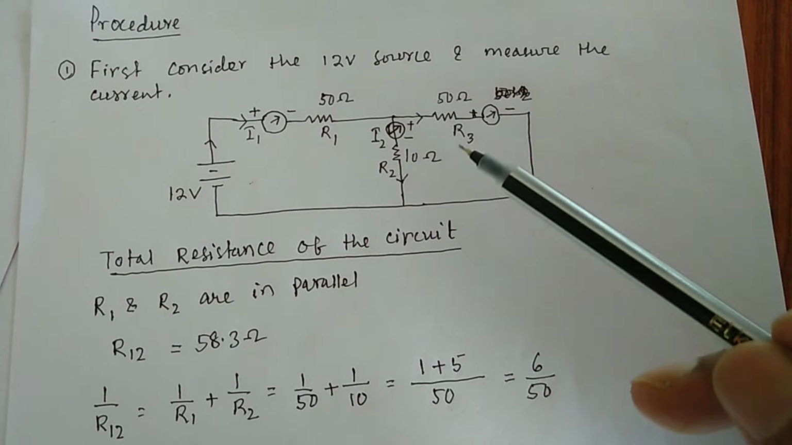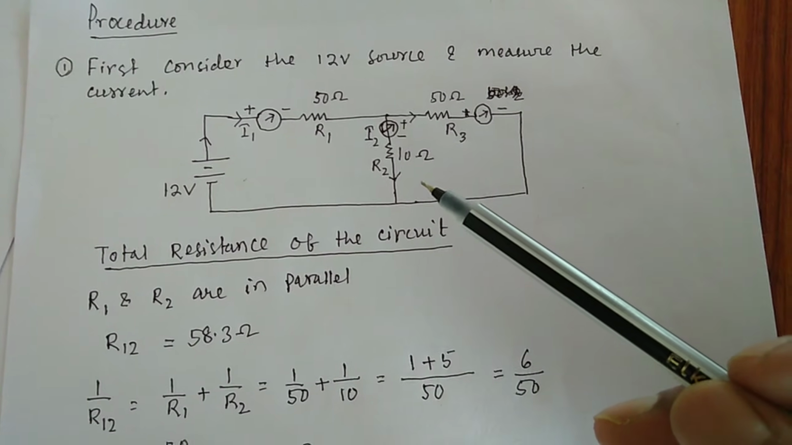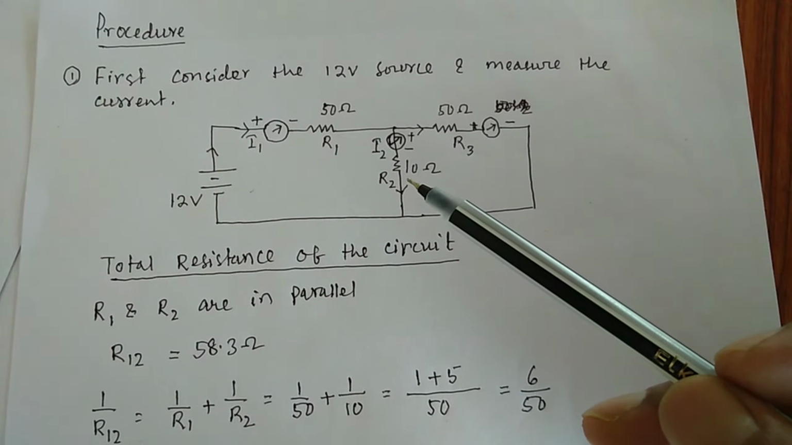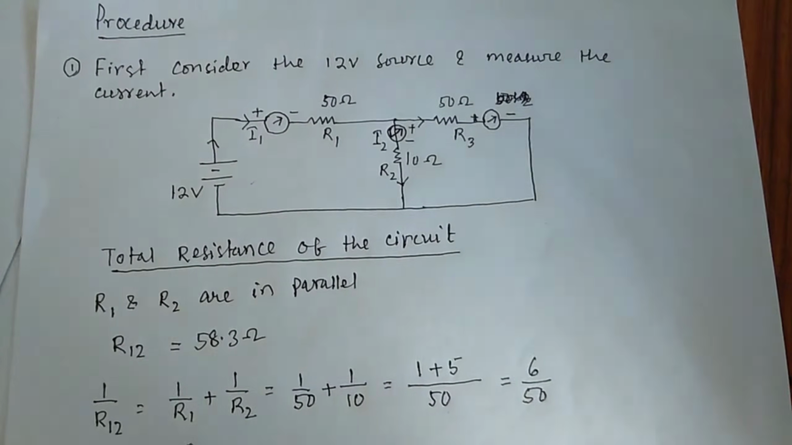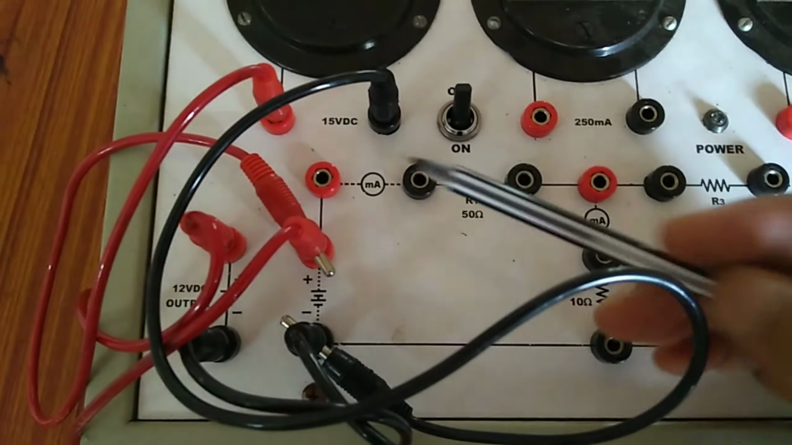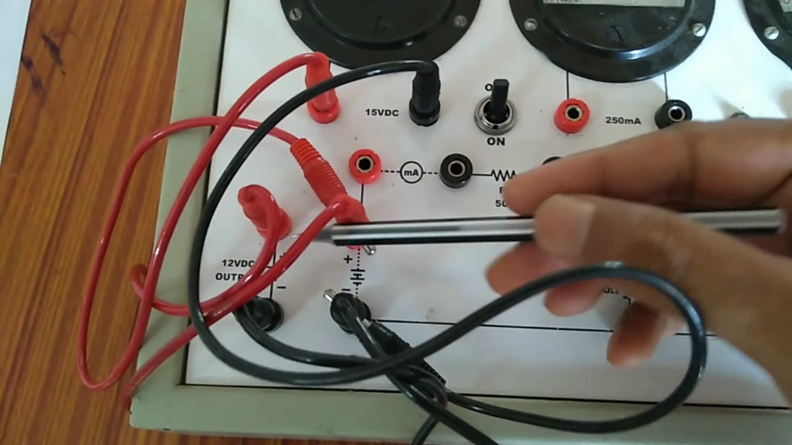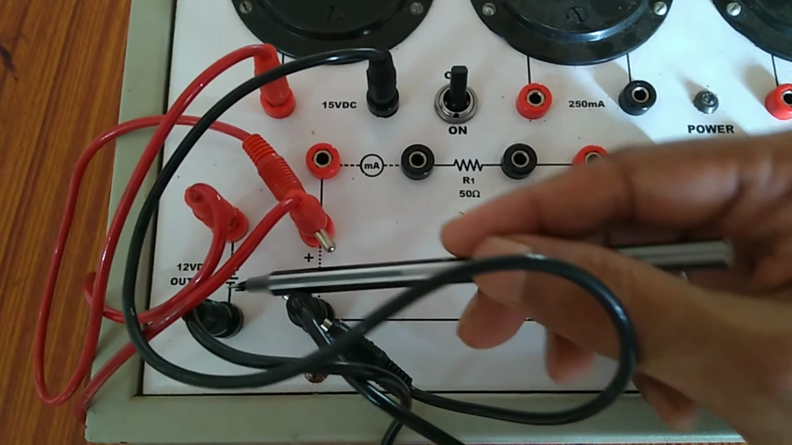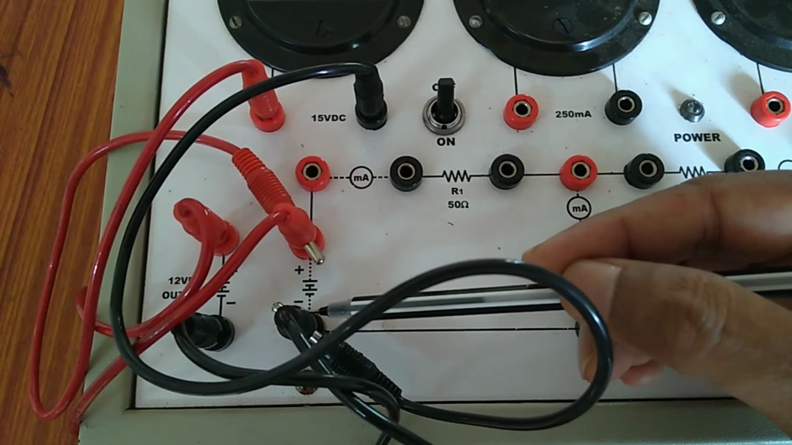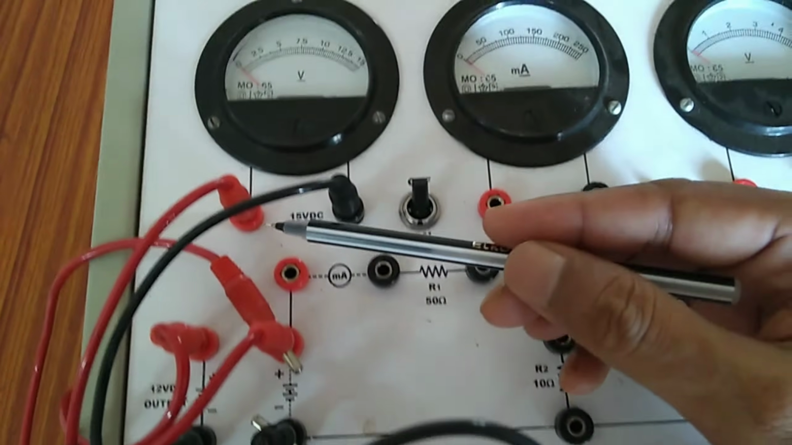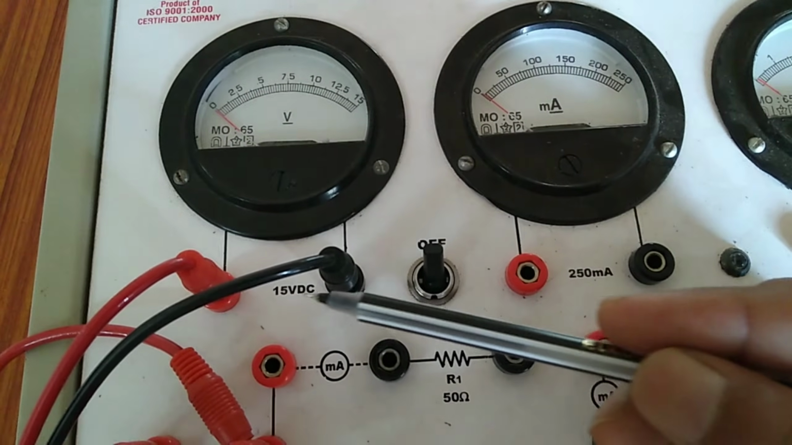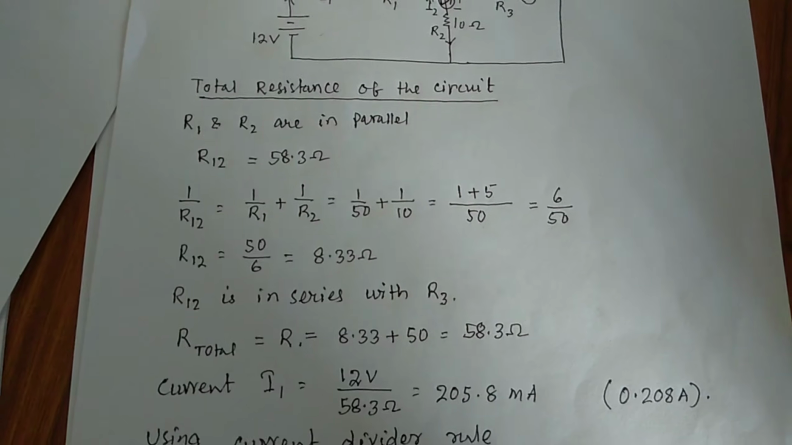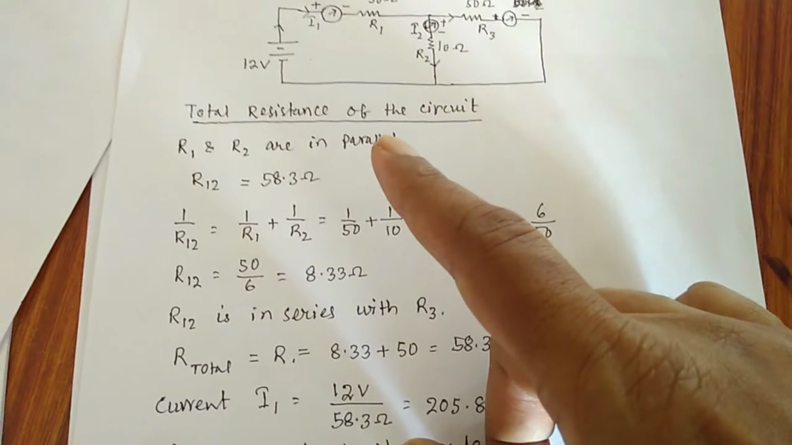You see, this is the circuit diagram. By using a 12 volt source, you have three resistors R1, R2, and R3. This is the 12 volt source as shown to you. It is connected to the circuit, and it is also connected to the voltmeter in parallel. So the input voltage is 12 volt.